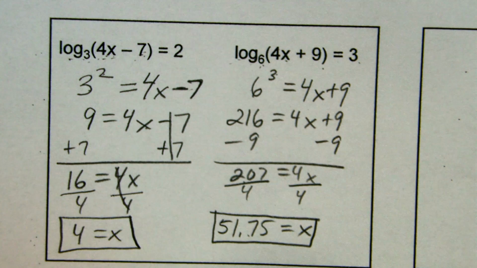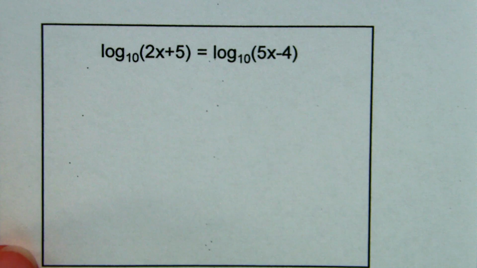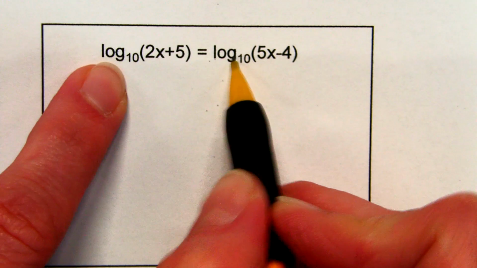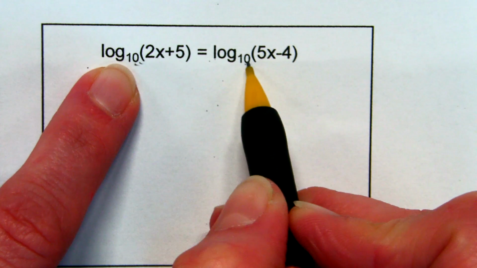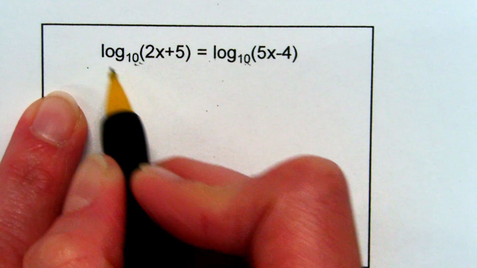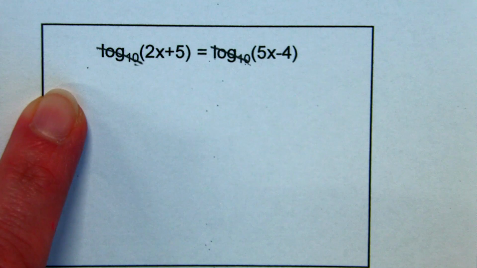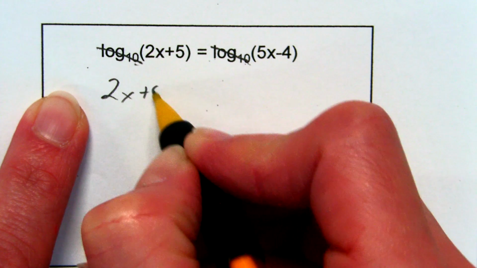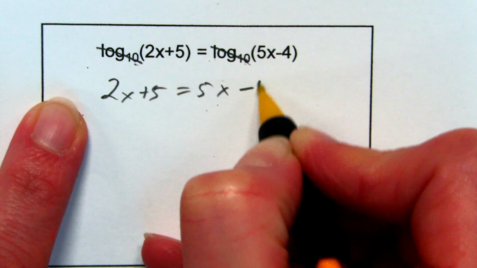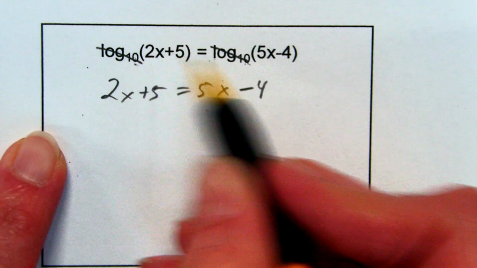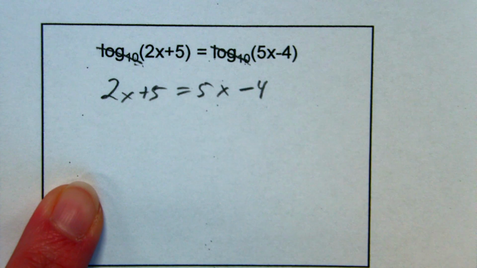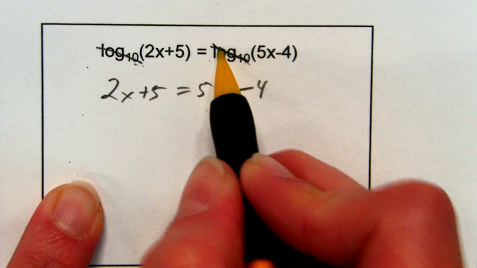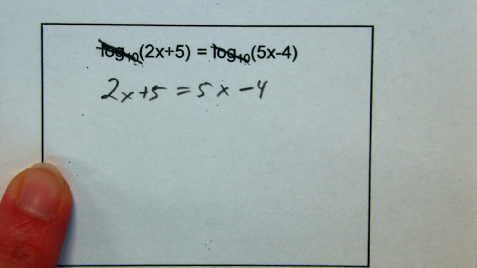Okay, so now we're going to switch and look at a different kind of problem. This one has logs on both sides. And they both have the same base. They're both 10. And it doesn't really matter what this is. If it's on both sides, we can just kind of cancel them out. And then we get 2x plus 5 equals 5x minus 4. So if there's one log on the left and one log on the right and they have the same base, we can just get rid of them. There's a really complicated reason for why, but this is just the simplest way to take care of that.